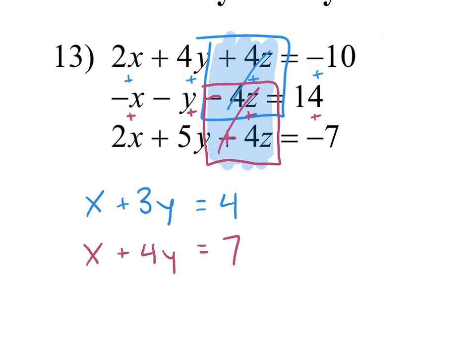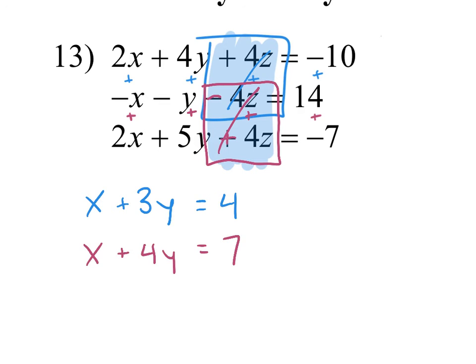So now we have two equations with two variables, so this looks just like what we did on the last page. So how can we get something to cancel out here? Combine them. If we combine them, what's x plus x? 2x. And what's 3y plus 4y? 7y. Does anything cancel out there? No. So we're going to have to multiply before we can cancel.